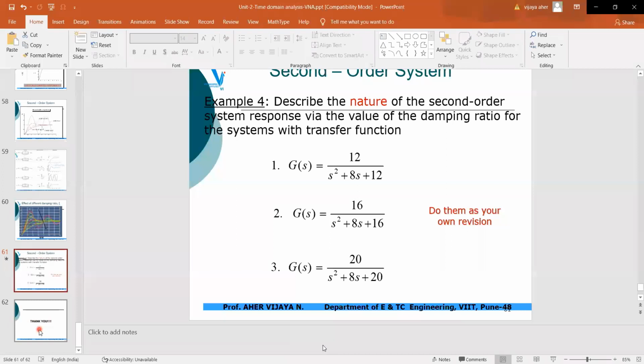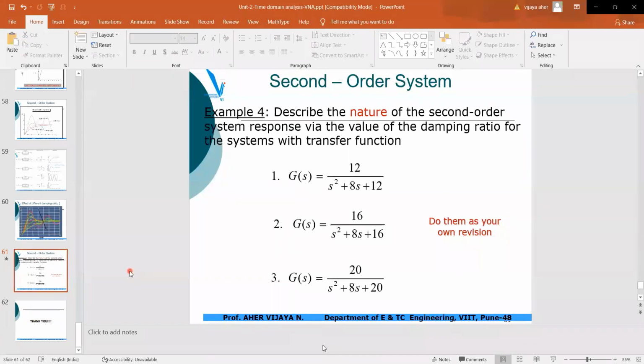Now this is for you from my side. ठीक है ना? Is the screen visible? Yes, ma'am. Please note down. Example number 4, 5, 6. Second order system. Now this is nothing but our outcome, right? So you have to do it. Describe the nature of the second order system response via the value of damping ratio for the system with transfer function. So transfer function equation is given.